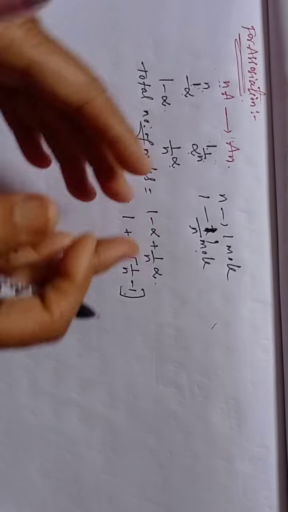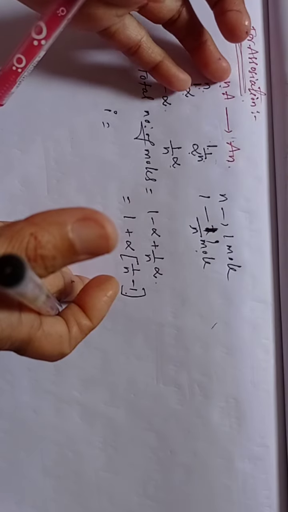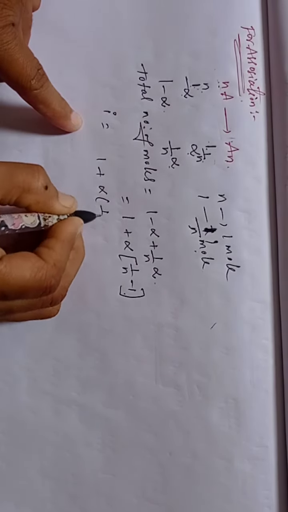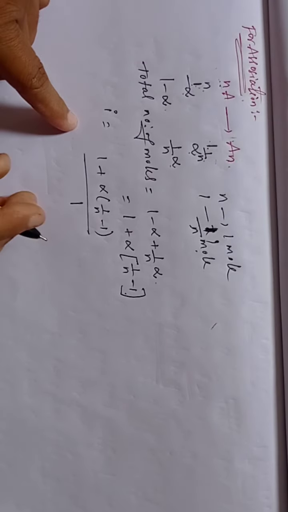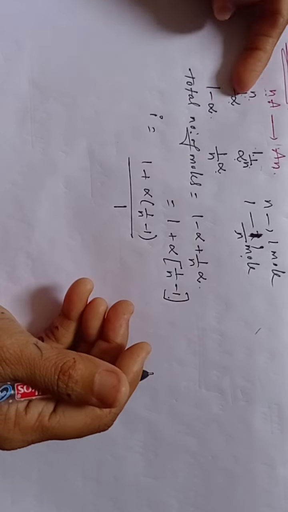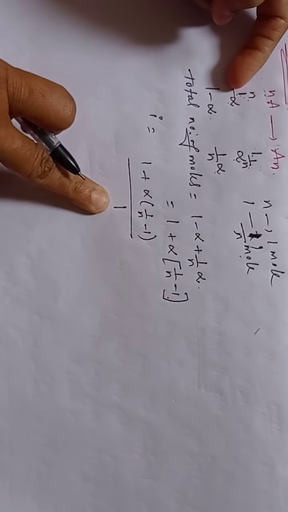So how to find: total number of moles of the product divided by how many moles of A you have to take. So that means here 1 plus alpha into 1 by n minus 1, divided by 1. Are you understanding? So here the A component we calculated for 1 mole. So that's why we are taking 1 mole in the denominator. Okay?